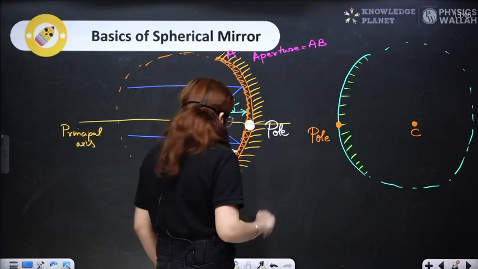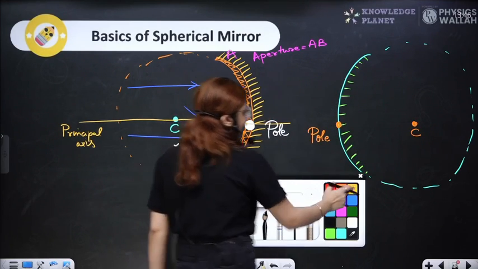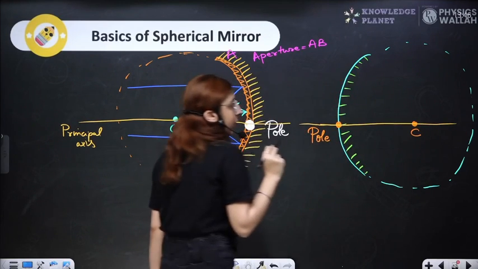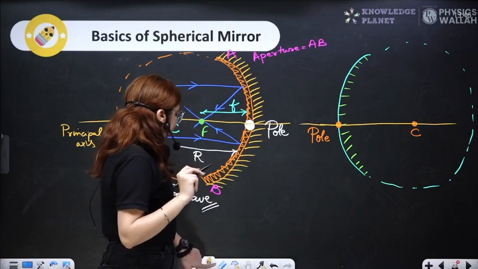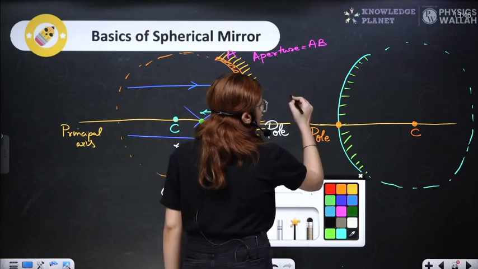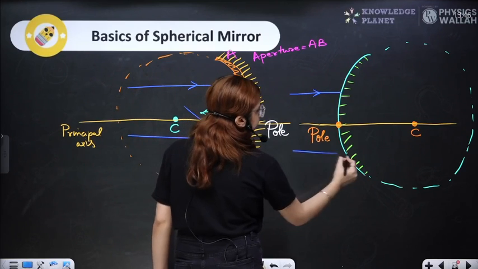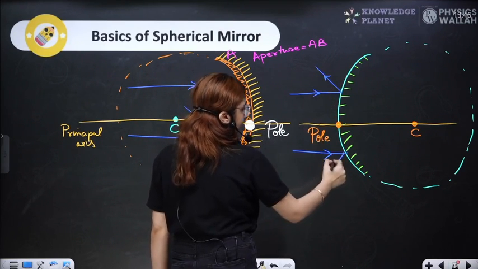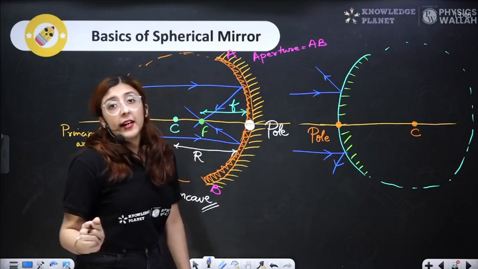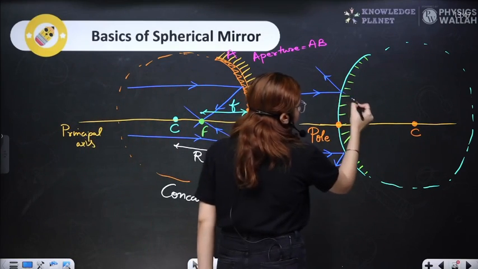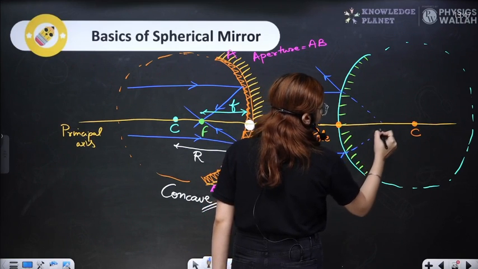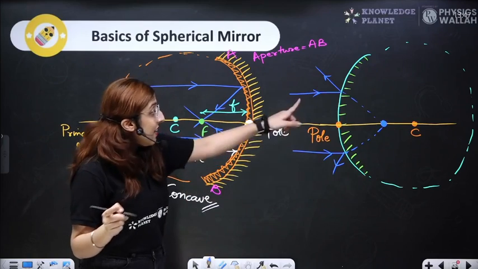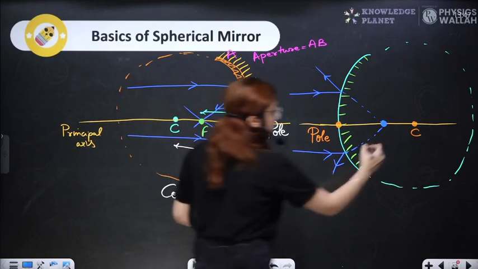Okay, now when you talk about the principal axis, guess, the imaginary line passing through pole and center of curvature. Now have a look. Incident rays are hitting the surface, hitting the mirror, getting reflected here and there. But these reflected rays are going to meet inside. So yes, you are going to say the focus will be inside the mirror. Have a look, focus.